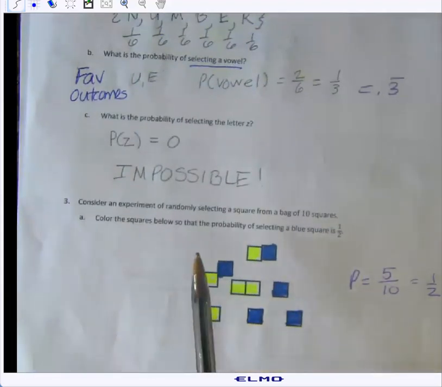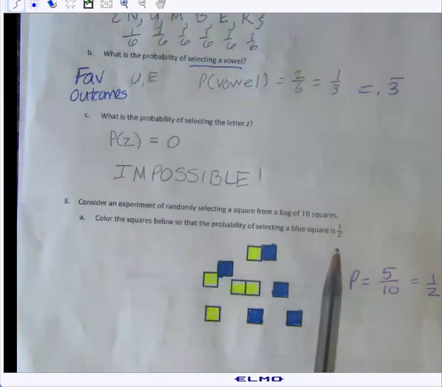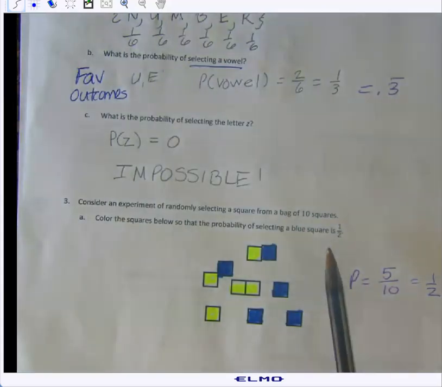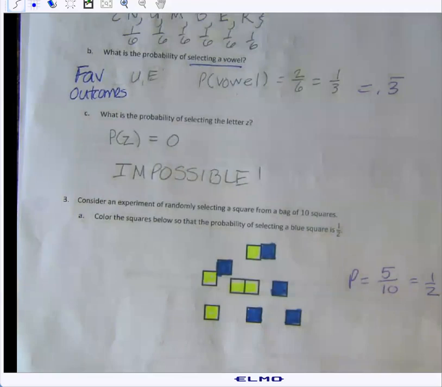So color the squares below so that the probability of selecting a blue square is 1/2. Okay, well, there are 10 squares. If the probability is going to be 1/2, that means the probability of selecting a blue or yellow have to be equally likely. So that means there have to be the same number of blue as yellow. Since there are 10 squares, I colored 5 blue.